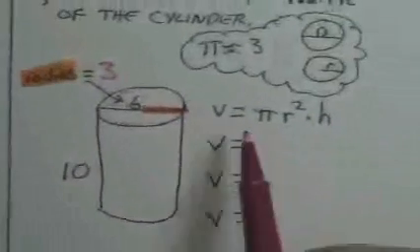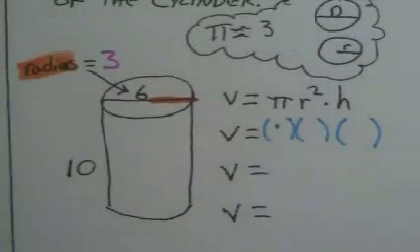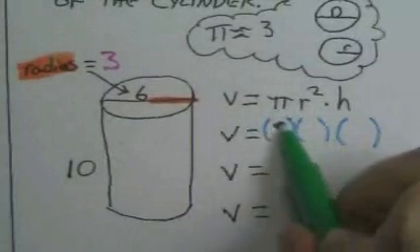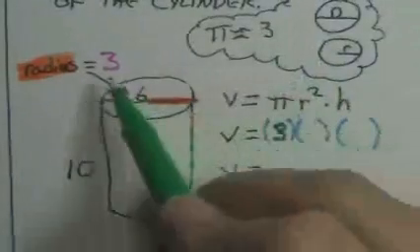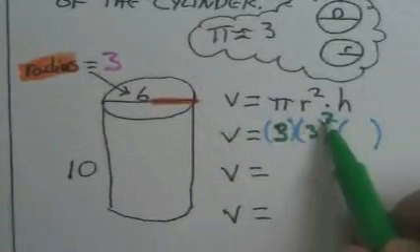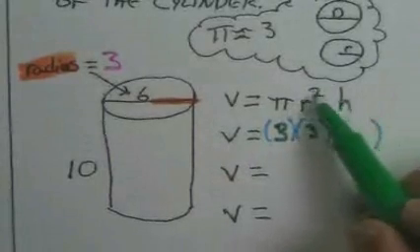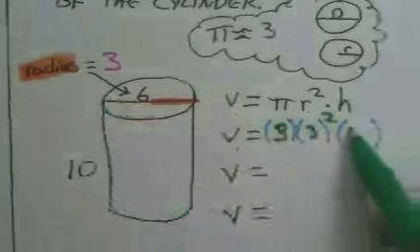So what we want to do now is just plug in our numbers into our formula. So we said that pi, we're just going to use 3. And for radius, we said the radius is 3. So it's 3 squared, because it's r squared, radius squared. And the height is, how tall it is, 10.